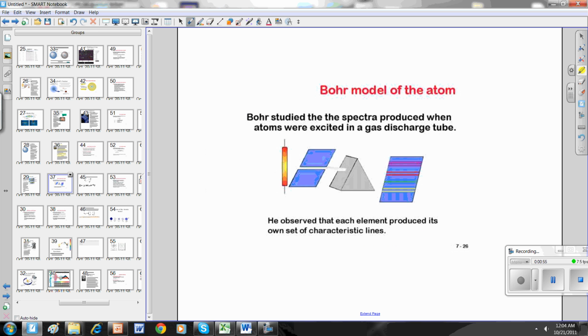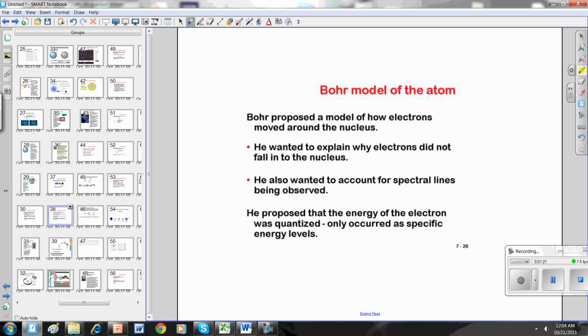The idea came from the study where he took a bunch of elements in a gas discharge tube, and as he sent the light through a prism, it broke into line spectra. So you see it breaking here. You would get a distinct line spectra based on the element, with repeatable characteristic lines. He wanted to explain why electrons didn't fall into the nucleus. He also wanted to account for the spectral lines and quantify the atom.